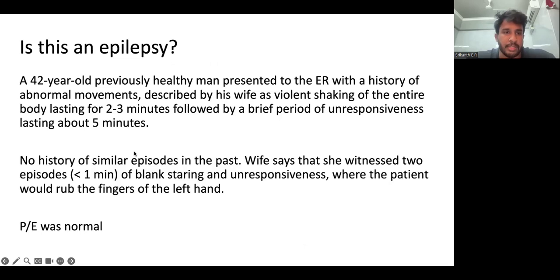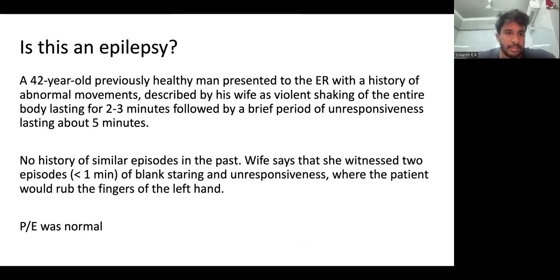Now, the next question is, is this an epilepsy? The patient has only had 1 episode of seizure. He has not had a previous history of seizures, and he has come to you, you have examined him, he's completely normal, but on CT you're seeing a lesion. Would you call it an epilepsy, or would you just leave it at a diagnosis of seizure? That is important. Now, the question is whether you can call it an epilepsy based on one episode of seizure.